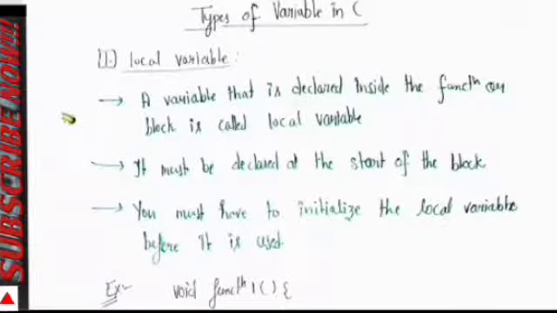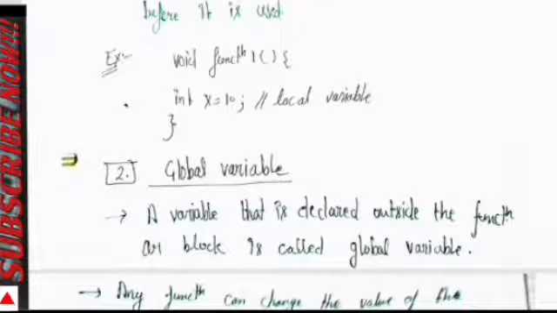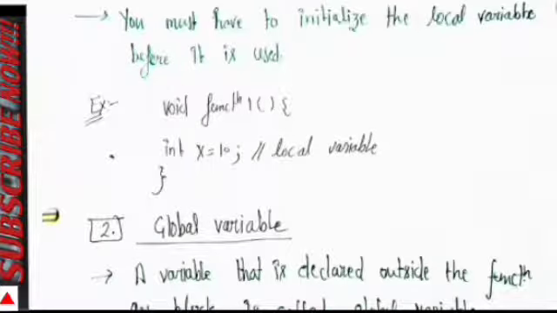For example, void function1() { int x = 10; }. So here x = 10 is your local variable, and int x = 10 is initialized at the start of the block, so it is a local variable.